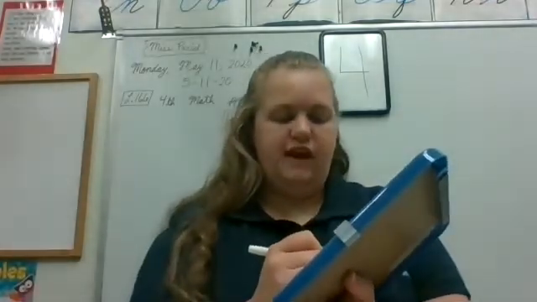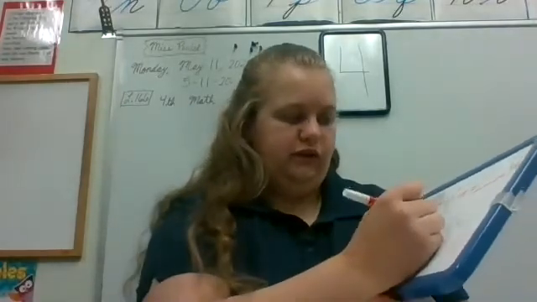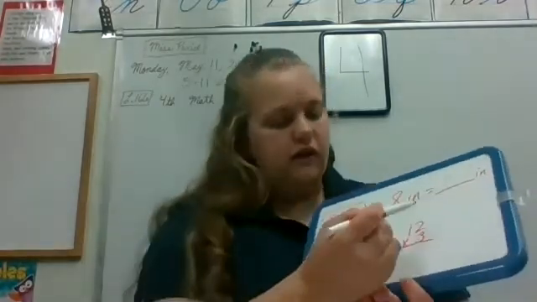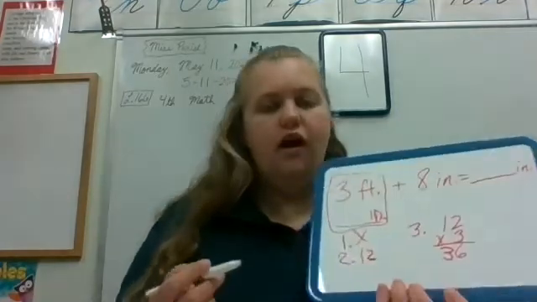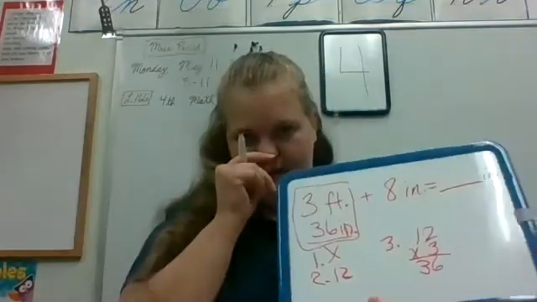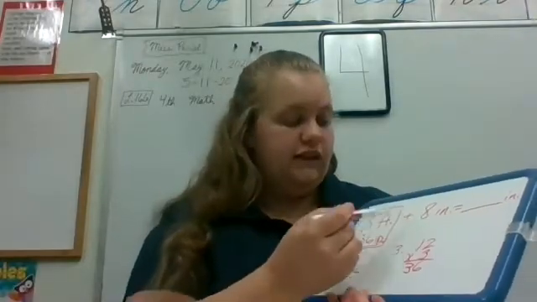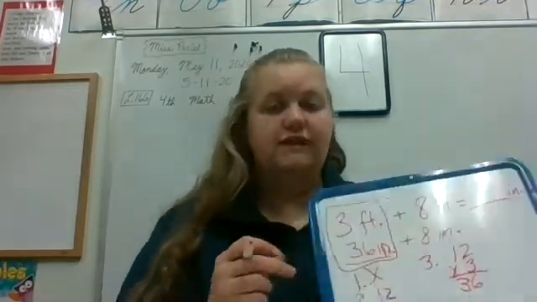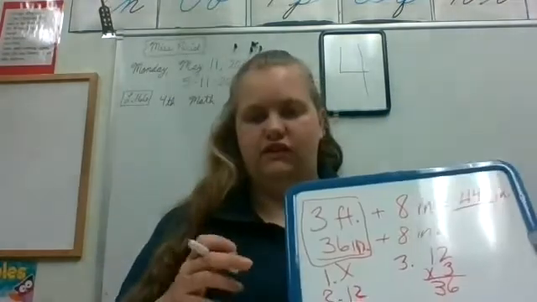So our third step, and if you have room, you can do it below, or if you don't, you can do it here, is 12 times 3, okay? 3 times 2 is 6. 3 times 1 is 3. 36 inches, okay? So now we have 36 inches. Are we done yet? No, we don't have the answer, okay? So 36, now we can add 36 plus 8 inches, okay? So 36 plus 8 gets us 44 inches, okay?